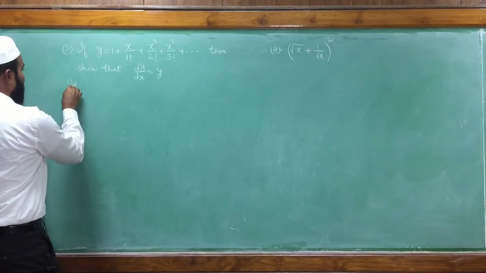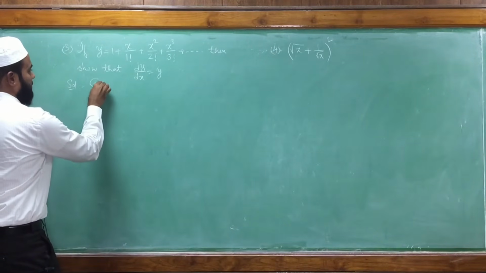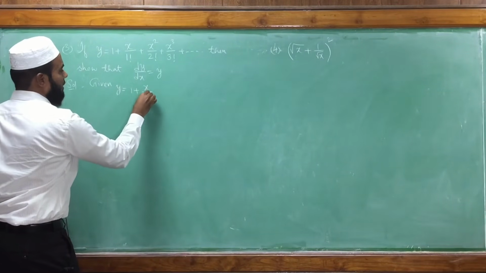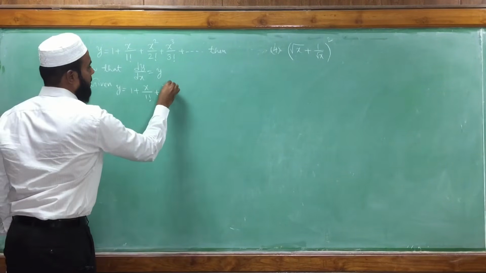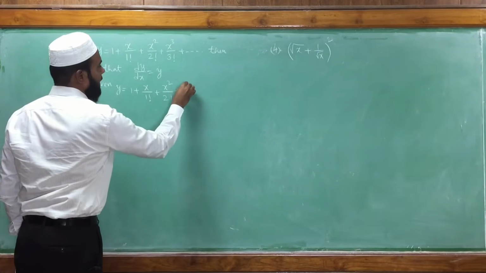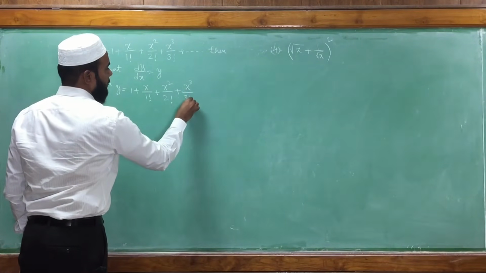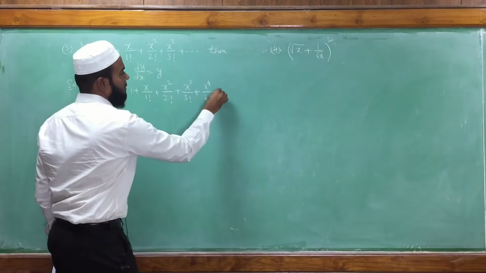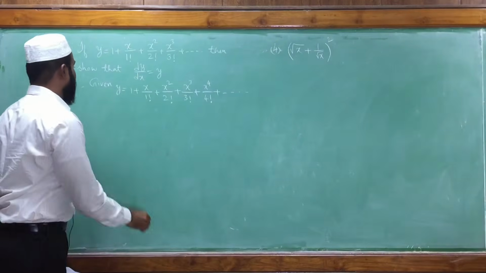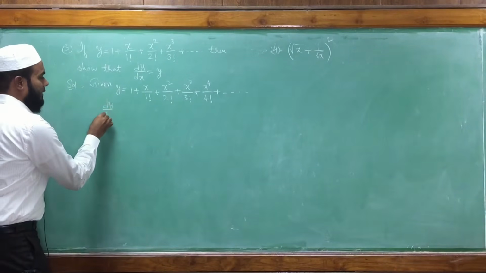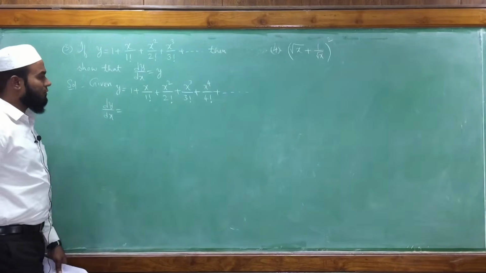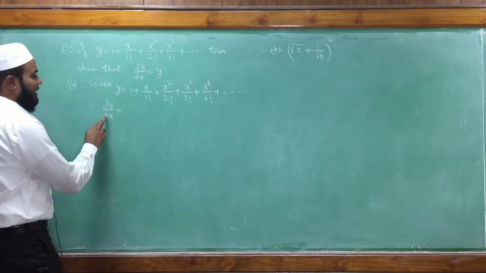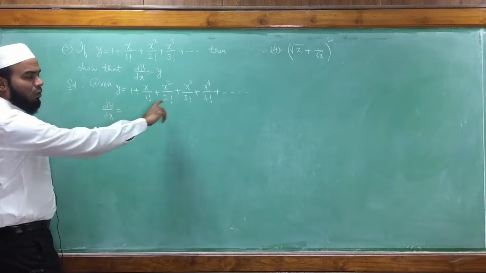So we will consider the solution. What is given? y equals 1 plus x by 1 factorial plus x square by 2 factorial plus x cube by 3 factorial plus, I'll write one more term, x power 4 by 4 factorial plus so on. Then we will find dy by dx. Let us see what we will get. We have to differentiate each term of this because the derivative is distributive over addition.